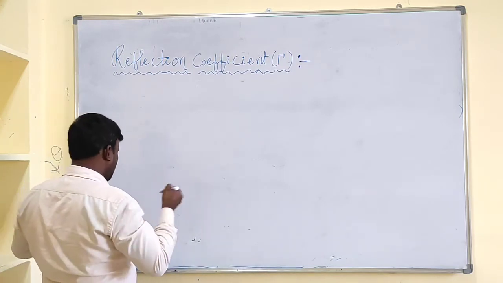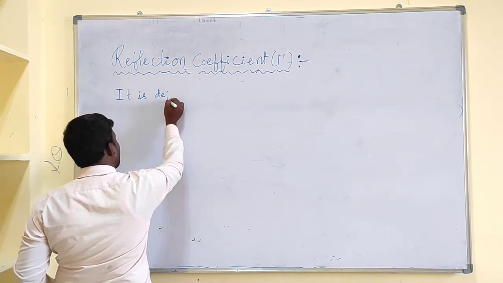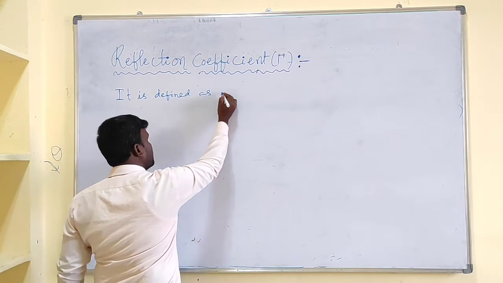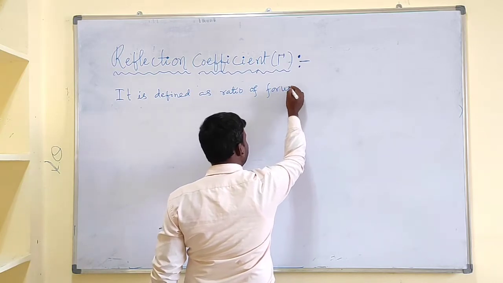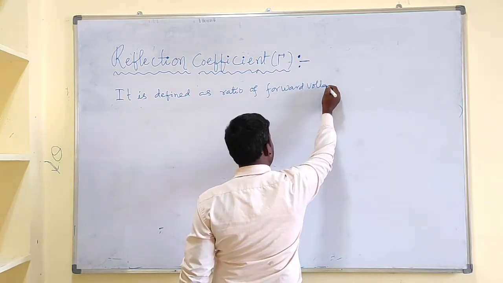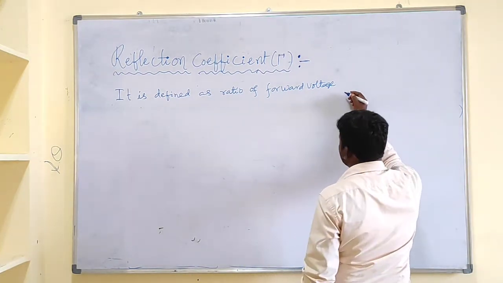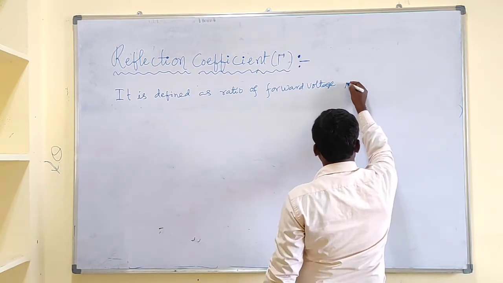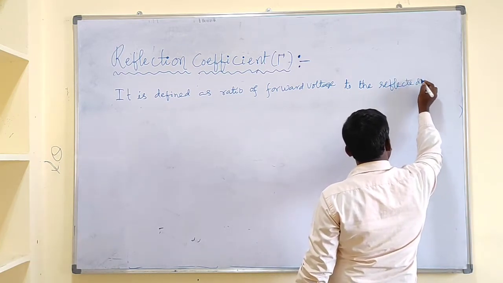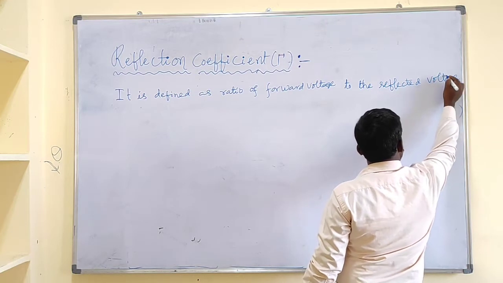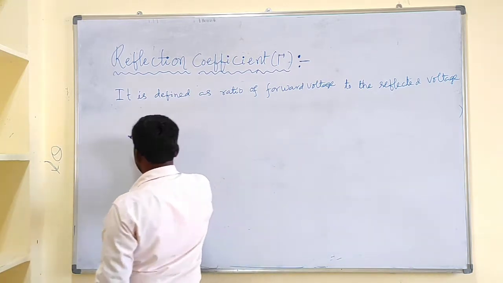The definition of reflection coefficient: it is defined as a ratio of forward voltage, or we can call this the incident voltage, to the reflected voltage at any point on the line.